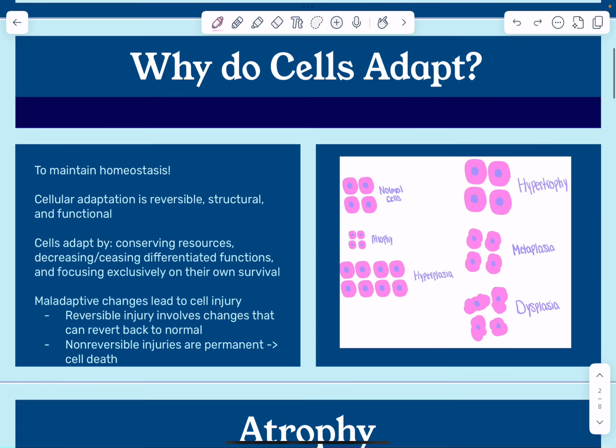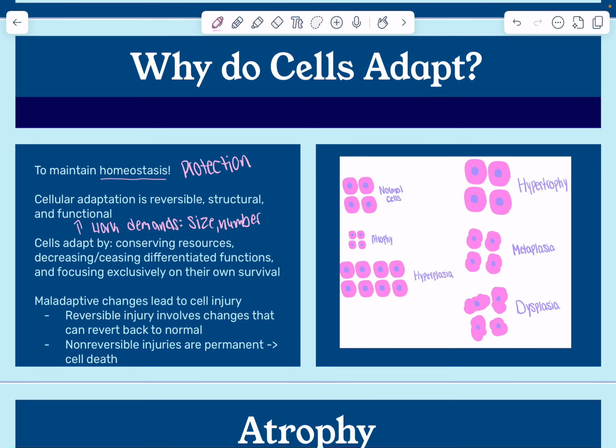So starting off with why do cells adapt? Cells adapt to maintain homeostasis, which means that it works as a way of protection. And our cells adapt due to increased work demands, and they do this by changing in size, number, and form. Cellular adaptation is also reversible, structural, and functional. Our cells adapt by conserving resources, decreasing or ceasing differentiated functions, and focusing exclusively on their own survival.